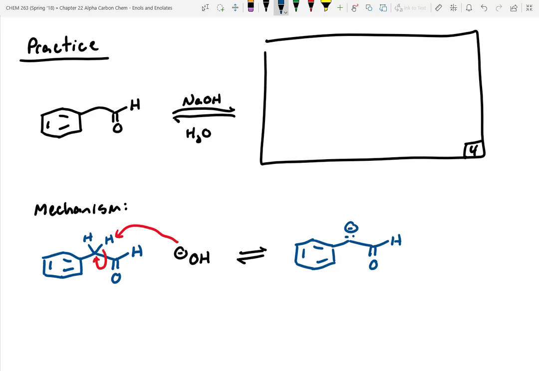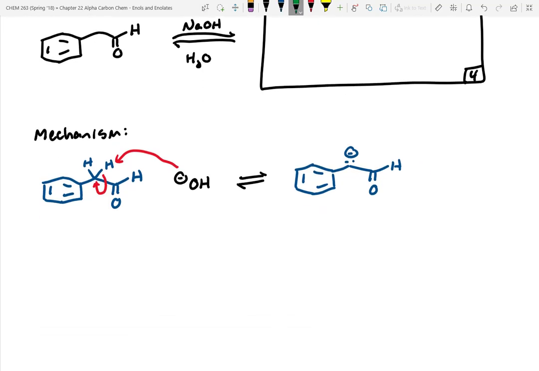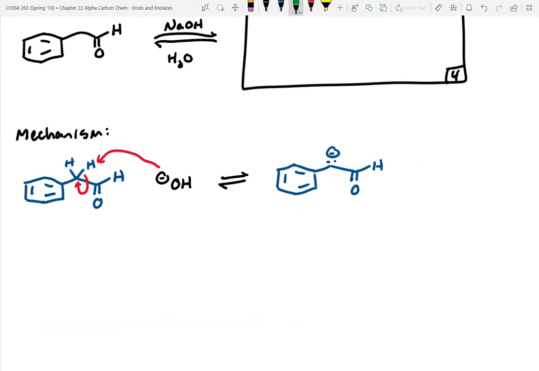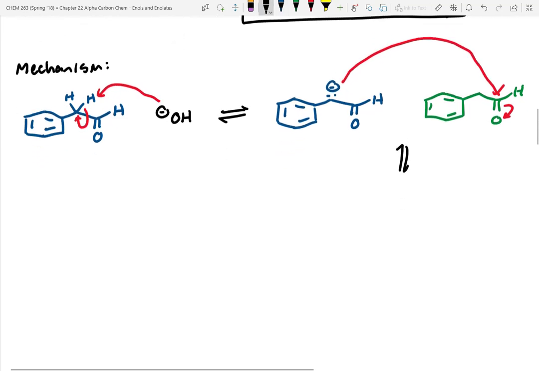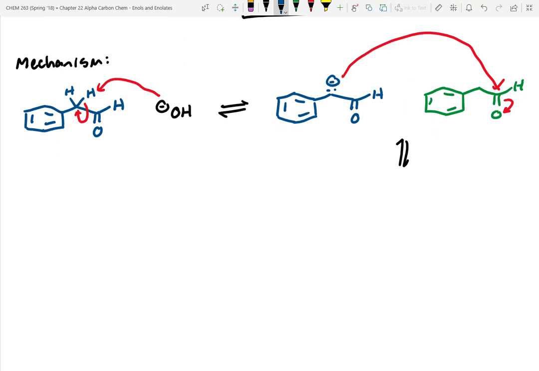But now we've got our enolate. And I'm going to have my unreacted starting material be a different color. So any unreacted starting material, we know that your enolate can attack into, pick up electrons to that oxygen. So let's keep track of everything with colors here.